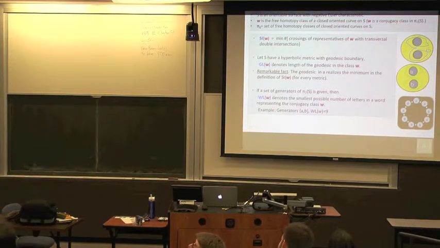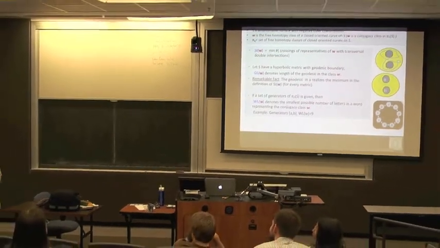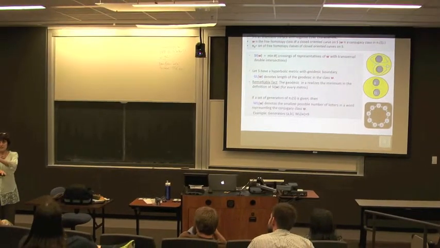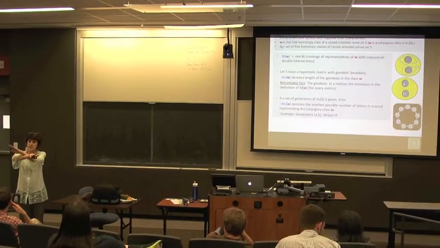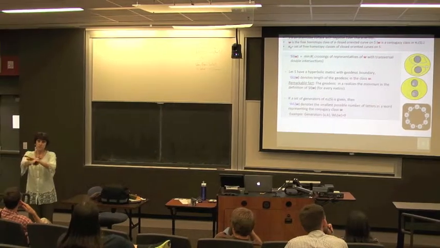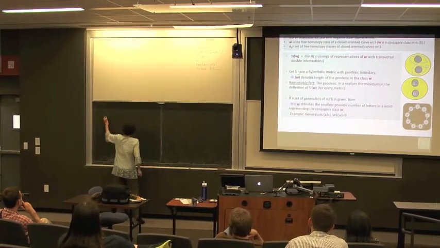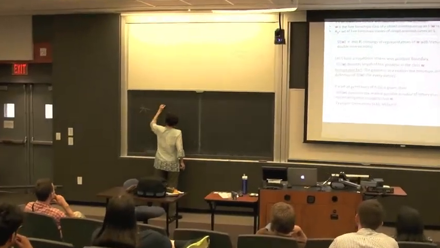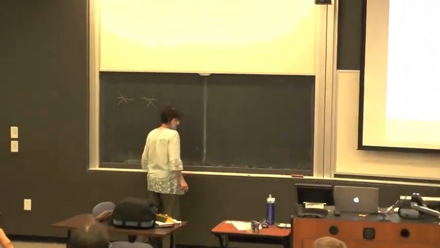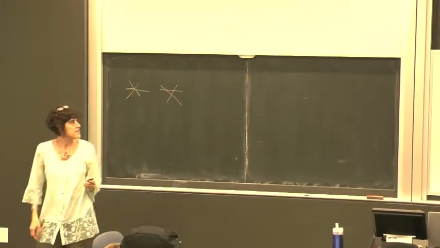Does a triple point count as 2 intersections or 1? Good, thank you. I hired you to ask that question. No, it counts as 3, because I intersect pairs of branches. So for a triple point, we move it a little bit, and this is 3. Thank you.